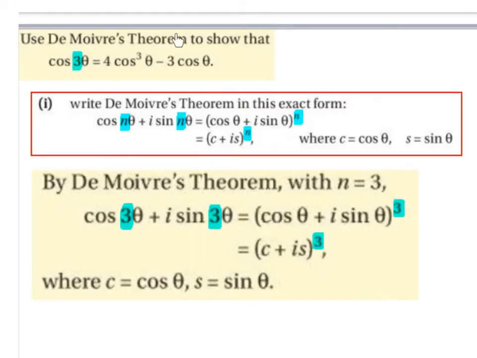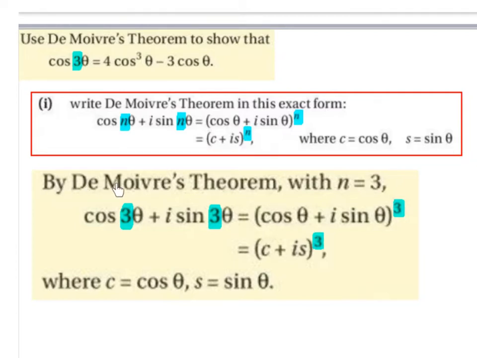Use De Moivre's theorem to show that cos 3θ is equal to 4 cos cubed θ minus 3 cos θ. So step 1, write De Moivre's theorem in this exact form. Cos nθ plus i sin nθ equal to (cos θ plus i sin θ) to the power of n, which is equal to (c plus is) to the power of n, where c is equal to cos θ and s is equal to sin θ.